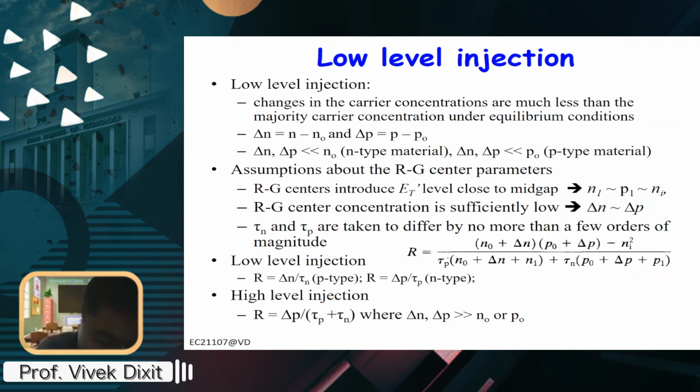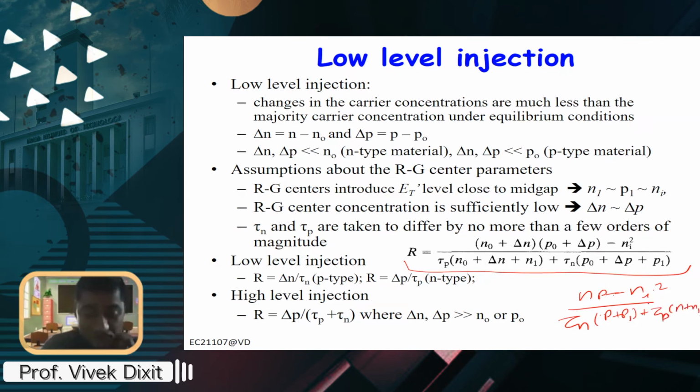So as you recall, your recombination rate is (np minus ni squared) divided by [tau p times (n plus n1) plus tau n times (p plus p1)]. This equation all of you should remember. Okay.